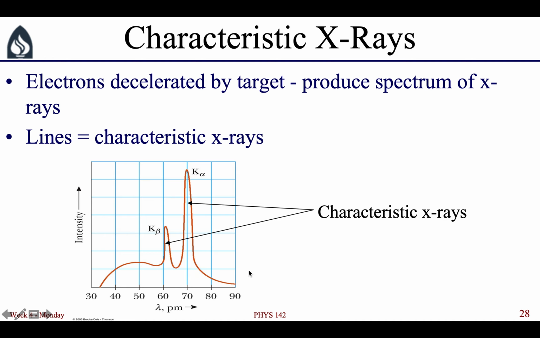But if you make a graph of the spectrum of X-rays produced in this manner, in addition to this broad spectrum, you will see characteristic X-rays, specific lines at specific wavelengths that are indicative of what kind of metal target the electron was running into.